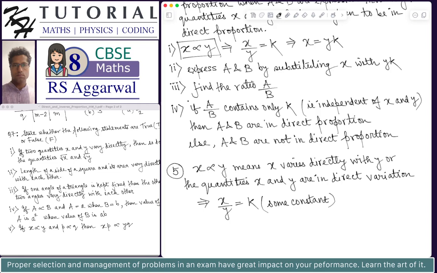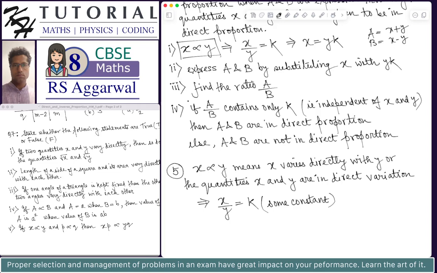For example, A can be equal to, let's say, X plus Y, and B can be equal to X minus Y. In this example, the quantities A and B will also be in direct variation if it is given that the quantities X and Y are in direct variation. So this is one example.